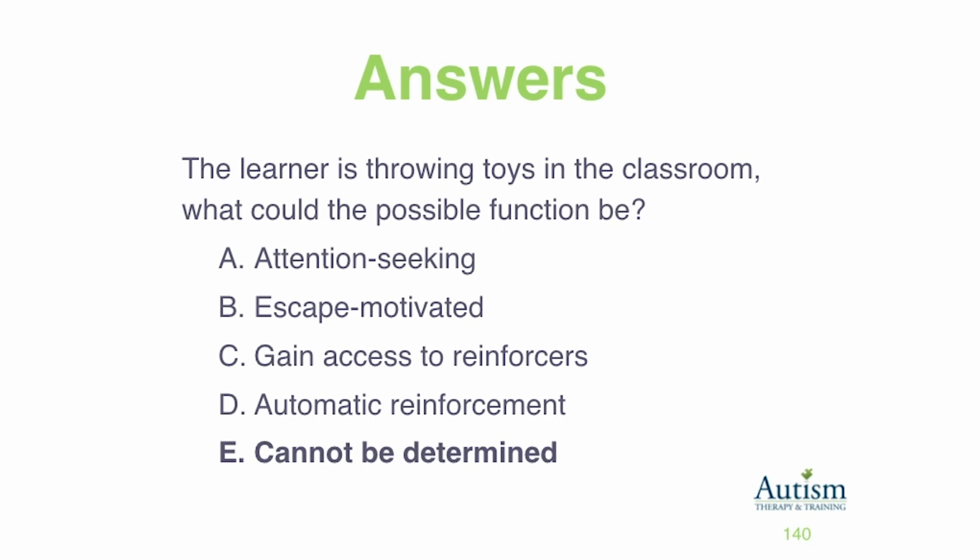There's not enough information. And so if we're taking ABC data, one of the most important things to do is to take as much information as you possibly can, because we don't know what the function is if the information is just the child threw a toy when they were in the classroom. We need to know the antecedents and we need to know the consequences.